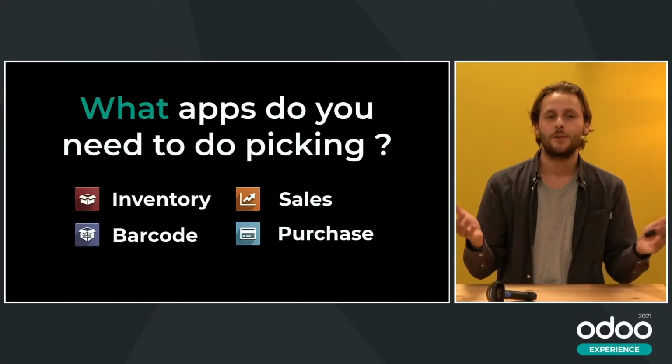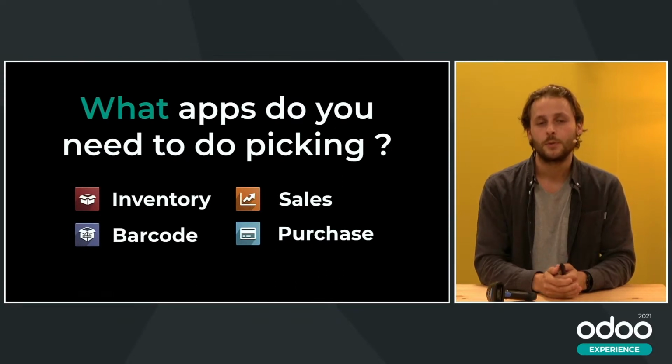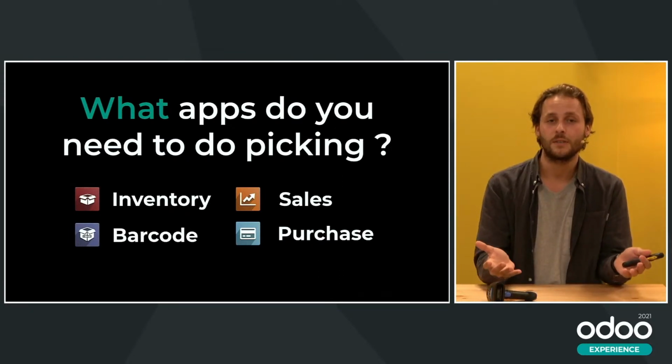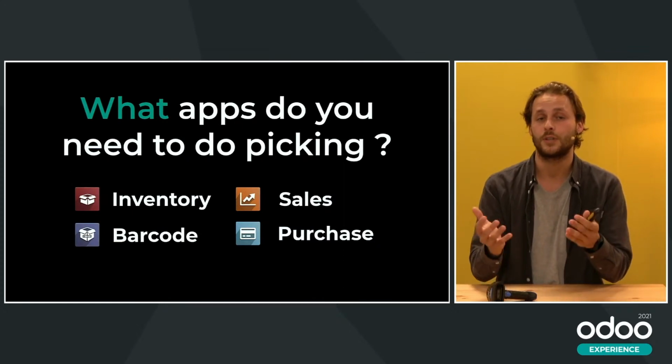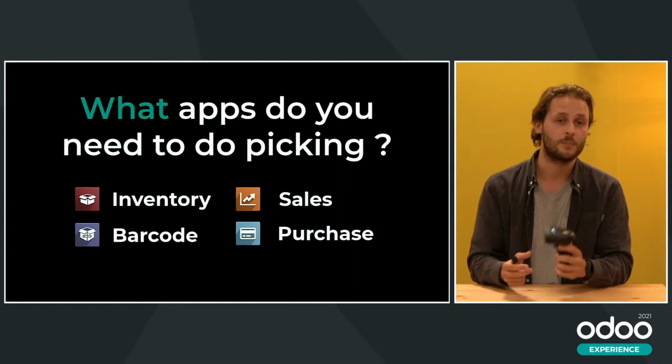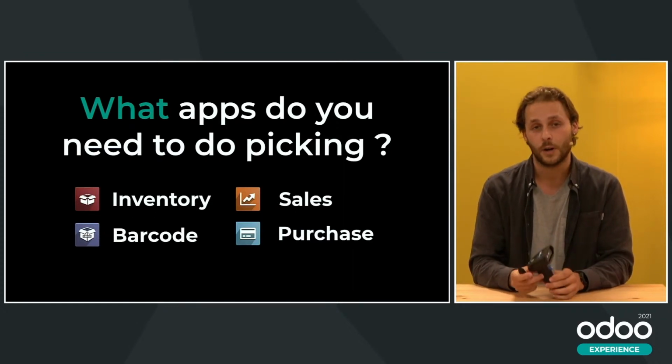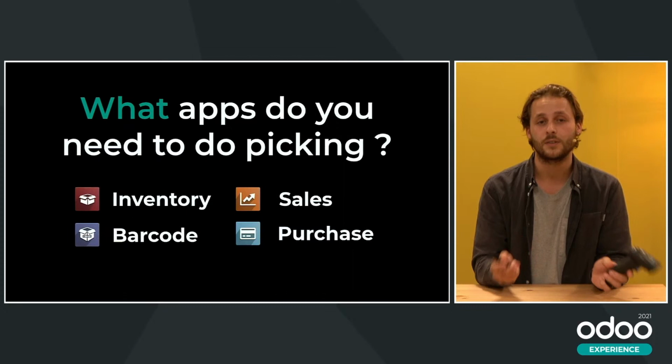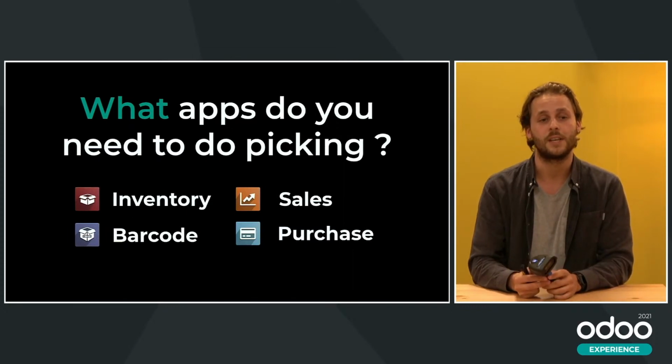So what applications do you need to do some picking in Odoo? You mainly need three applications. The first one is the Inventory application. Then, of course, you will need the Sales or Purchase application. And if you want to use this nice little gadget, you will need the Barcode application. Now, for information, the Barcode application is totally free. You can just download it from the application store. And now, let's move on to the demo.